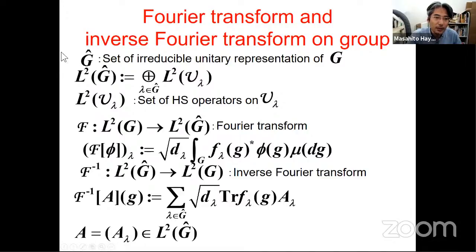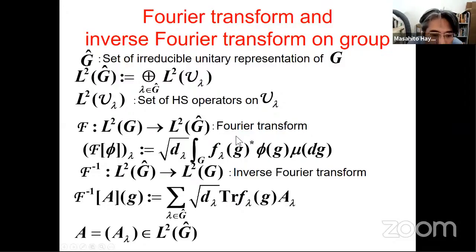So firstly, G hat is the set of irreducible unitary representations of G. So then we define L2(G hat). L2(G hat) is the direct integral with respect to G hat of L2(V lambda), where V lambda is the irreducible representation space, a Hilbert space. Lambda describes an element of G hat, and we consider Hilbert-Schmidt operators. So this one is the space of Hilbert-Schmidt operators on the irreducible space. Then we take that kind of direct sum, and we consider the Fourier transform in this way.